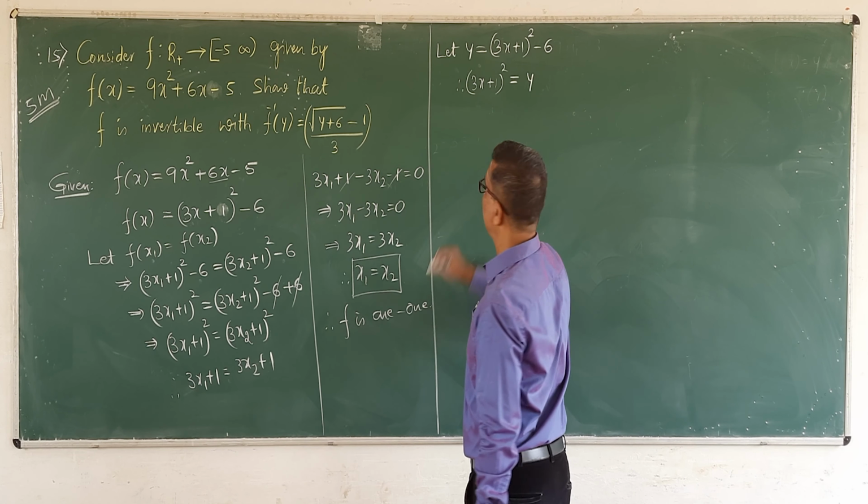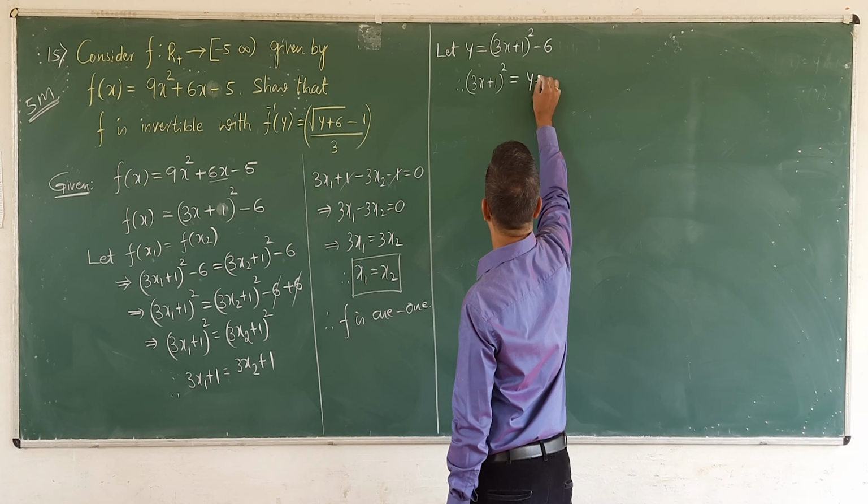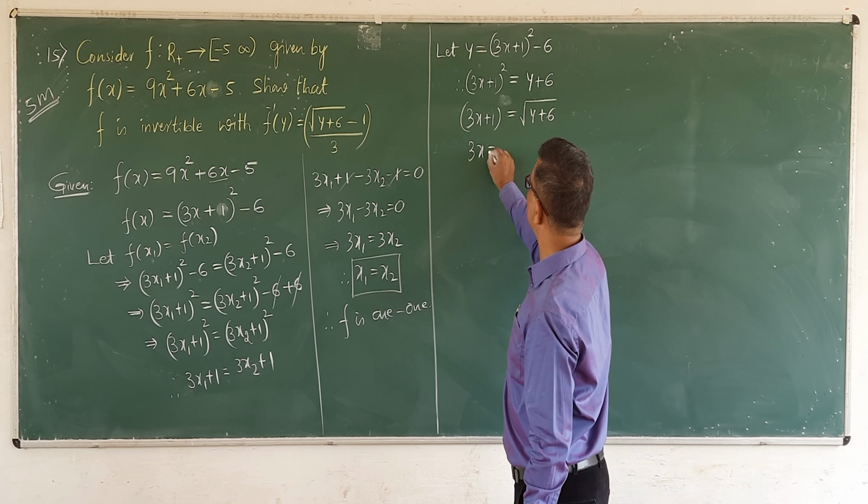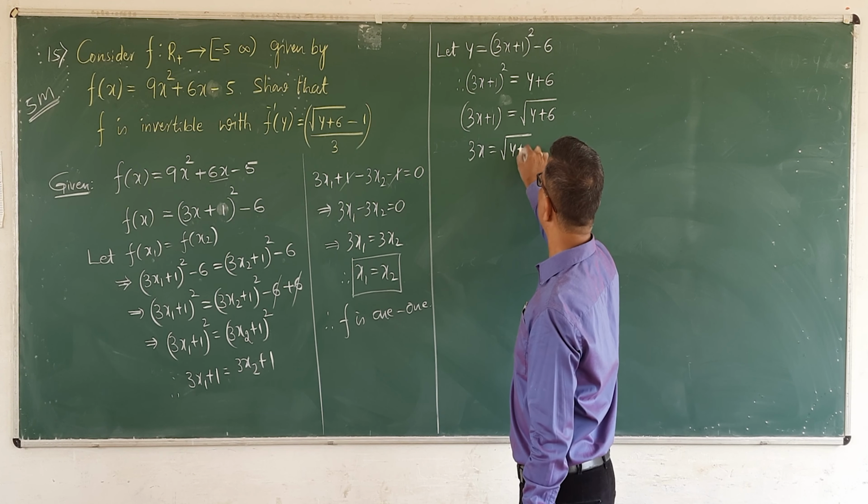Minus 6 transfer it. Minus 6 goes to the left side, plus 6. Okay. Now taking the square root on both sides, (3x plus 1) whole power 2 is equal to y plus 6. Therefore, 3x plus 1 is equal to square root of y plus 6, or 3x is equal to root y plus 6.